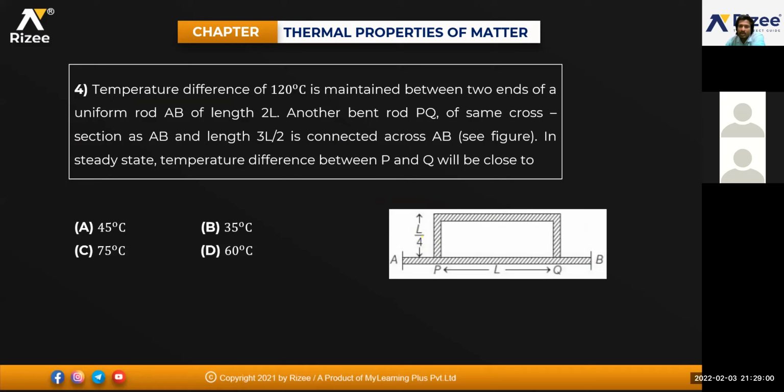So that will be equal to your L by 2, L by 4 half is your L by 2. That means L plus L by 2, isn't it? L by 4 plus L by 4 is how much for me? L by 2. L by 2 plus L is 3L by 2, connected across your AB, as shown in the figure.